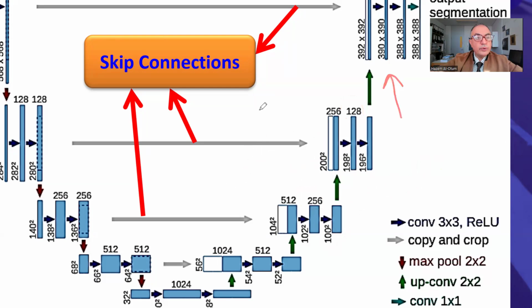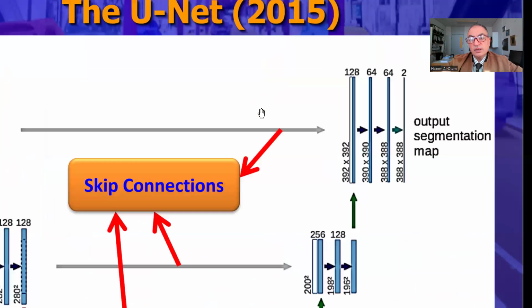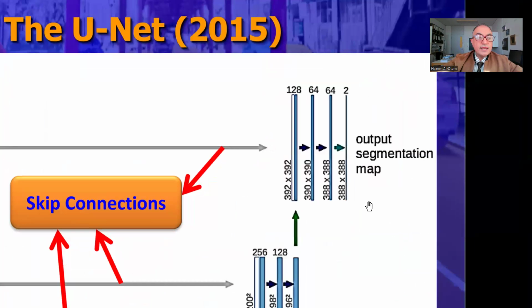We repeat this process until we reach the final output, where, as you see here, the output has 2 layers, one for each of the classes, and this is the output size of the image. After that, we apply the segmentation map and get back to the original image and give each pixel in the image a specific class.